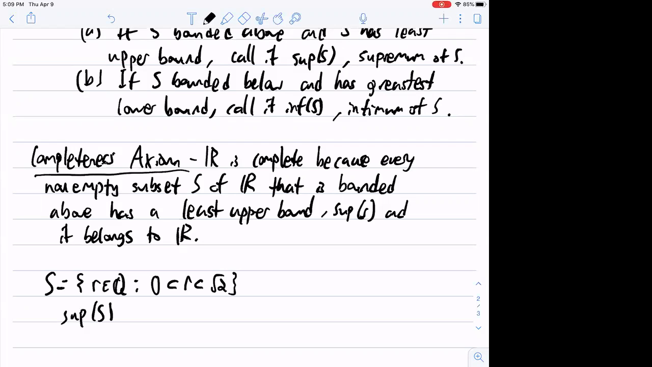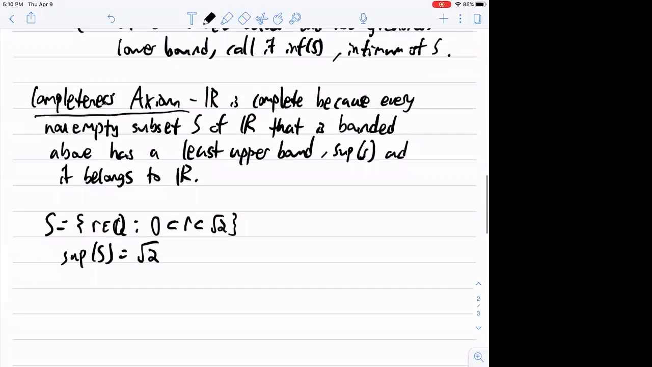The sup of this set is root 2. Root 2 is not in Q. We proved that using the rational zero theorem, but it's certainly the supremum. Remember, supremum doesn't need to be in your set. That's the difference between sup and max. Even if your terms go to it, like here, there's a sequence going to root 2, but it never hits root 2. So that's the idea, that's how we create R, basically.